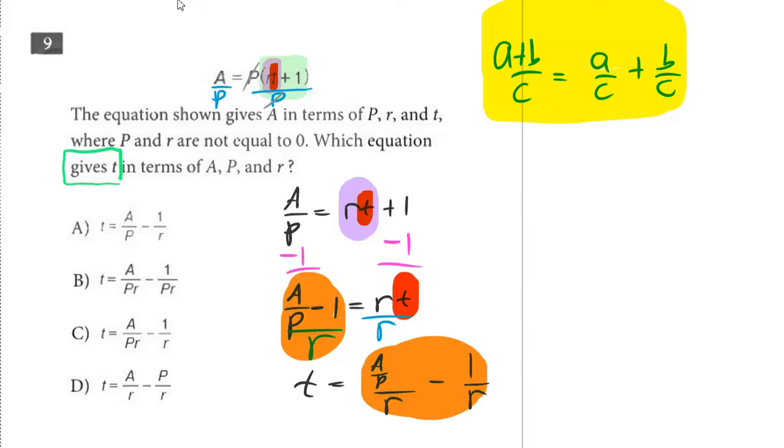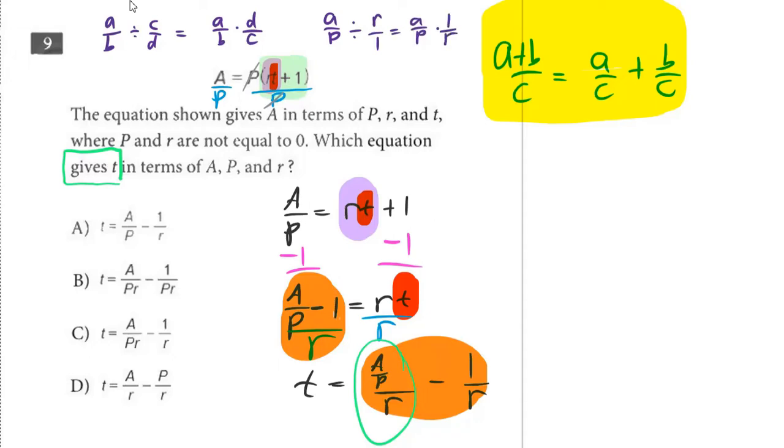Now for this piece here, we're going to have to do a keep change flip, and we were talking about that on the last question. A over B divided by C over D is the same as A over B times D over C. So in that situation on the bottom, we have A over P divided by R, which is the same as R over 1. And that's the same as A over P times 1 over R. In other words, it's A over PR. So if we rewrite it that way, we have T equals A over PR minus 1 over R.